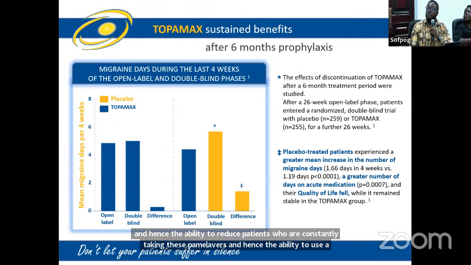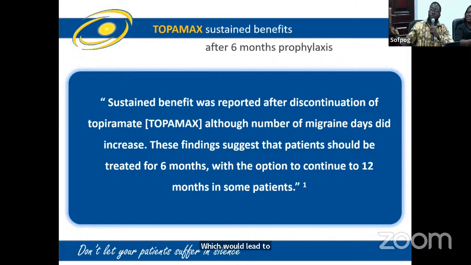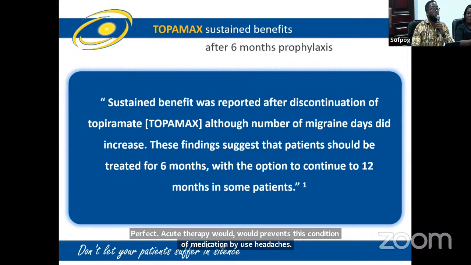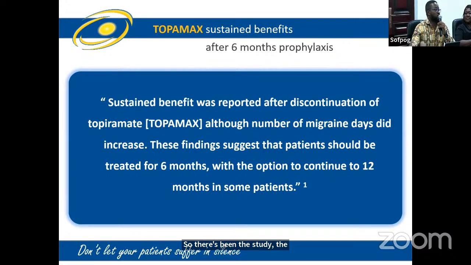The conclusion of that study was that there was sustained benefit reported after discontinuation of topiramate. Because it's a prophylactic treatment, they want to take it for a long time. There have been studies to show that if you take it for 6 months or more, it is safe, and that you can even take it for up to a year.